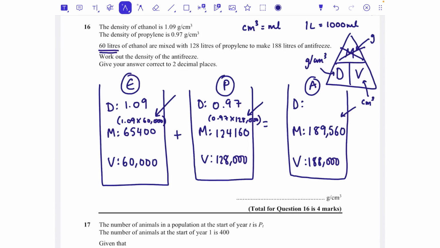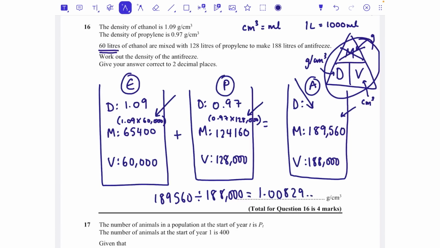Now to work out the density of the antifreeze, again we're looking back at this triangle up here, and density is mass divided by volume. So 189,560 divided by 188,000 is going to equal our density. So divide that by 188,000 and that gets us 1.00829. We've got to do it to 2 decimal places, so that's going to be 1.01 as your final answer.